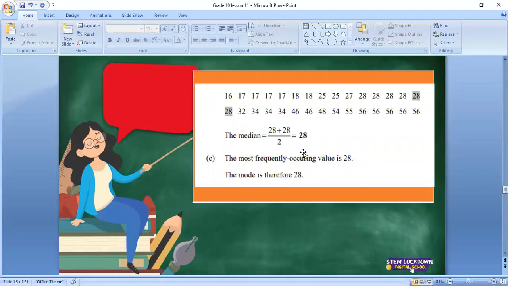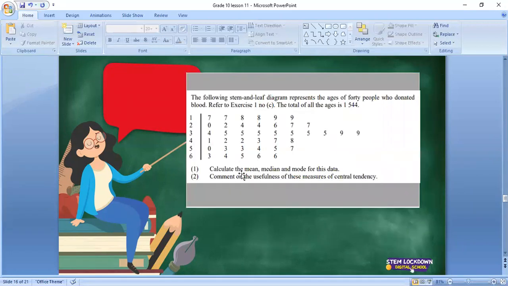Now talk about the mode. The mode, we said, is the one with the highest frequency. The most frequently occurring value is 28. Therefore, the mode is 28.